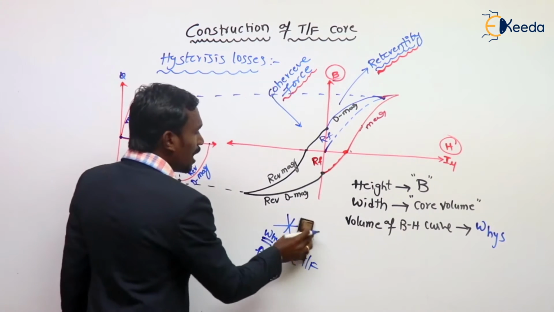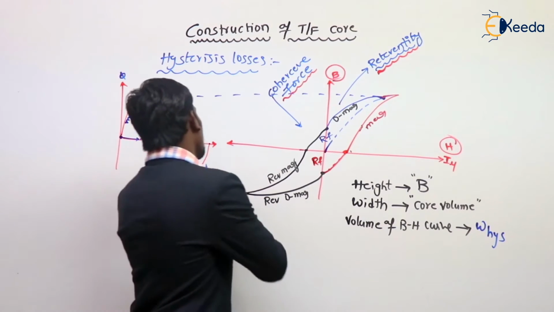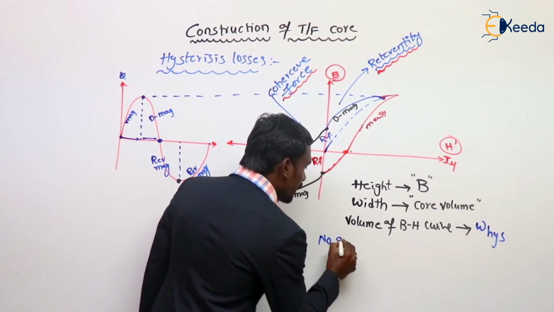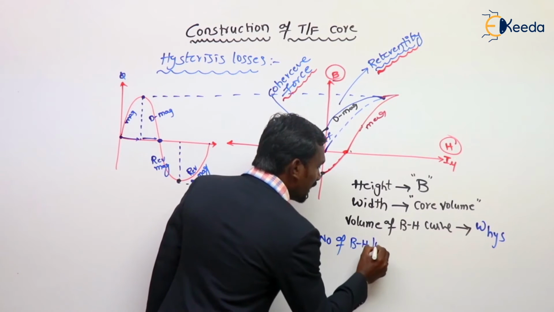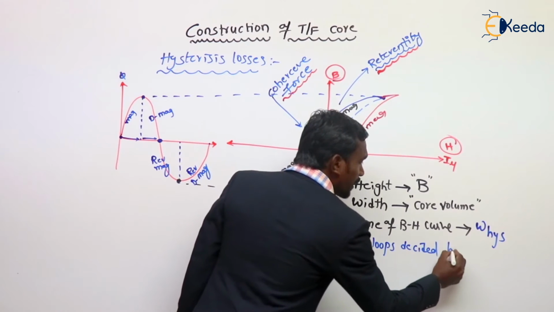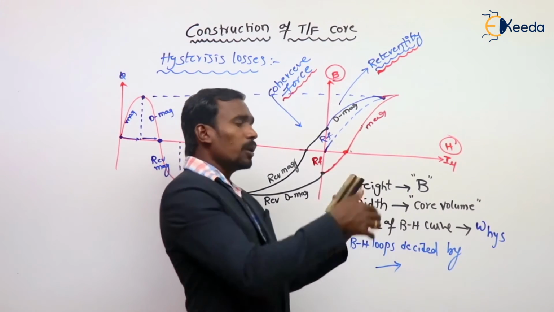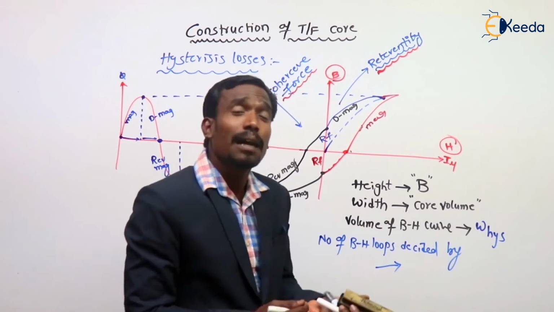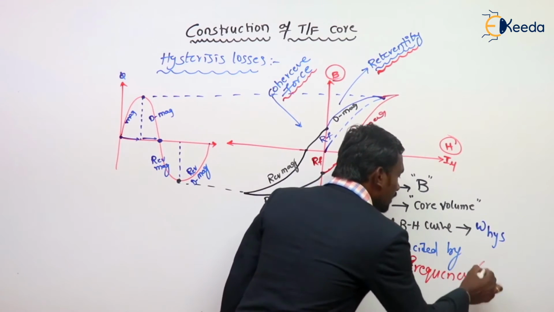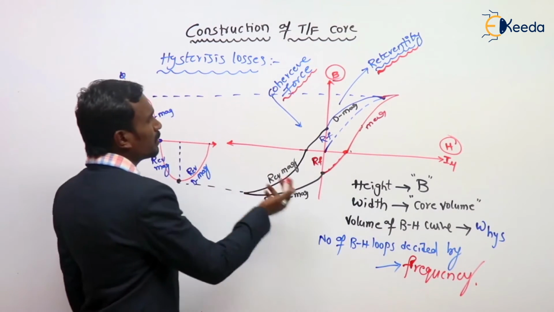Okay, so the volume of the BH curve gives us hysteresis losses, and the number of cycles is equal to the number of loops. So the number of BH loops is decided by the number of cycles. Number of cycles is nothing but frequency. Yes or no? Right? So this is about the BH curve.